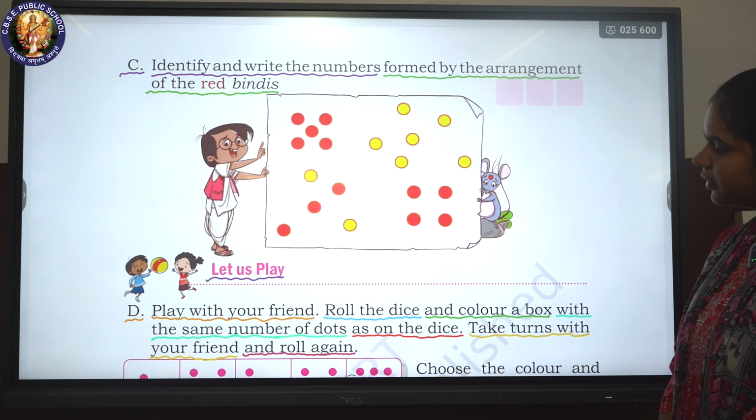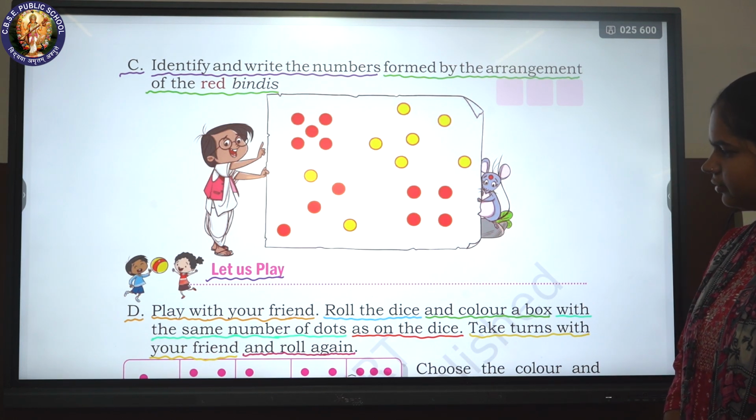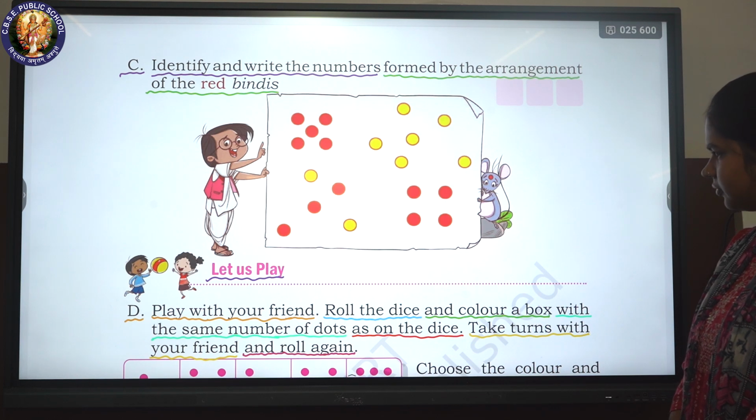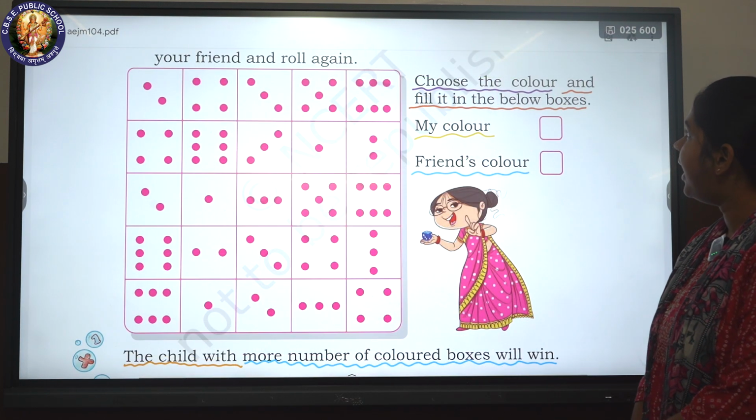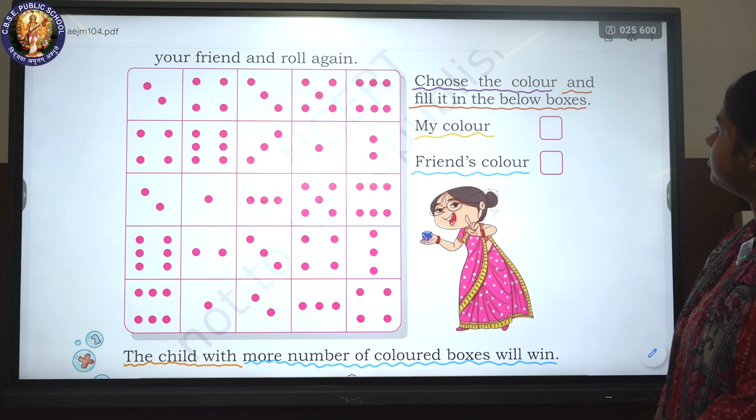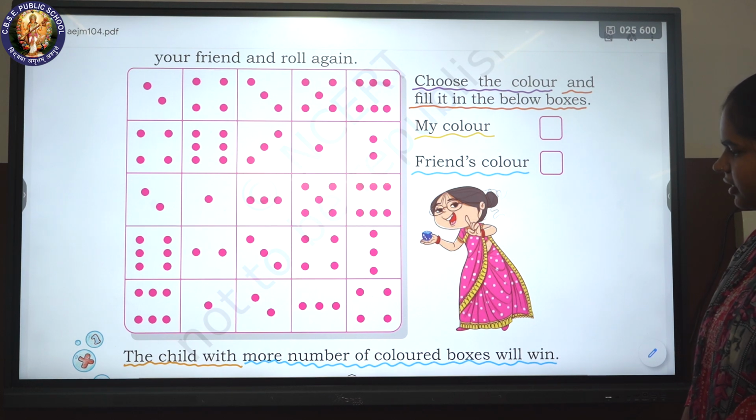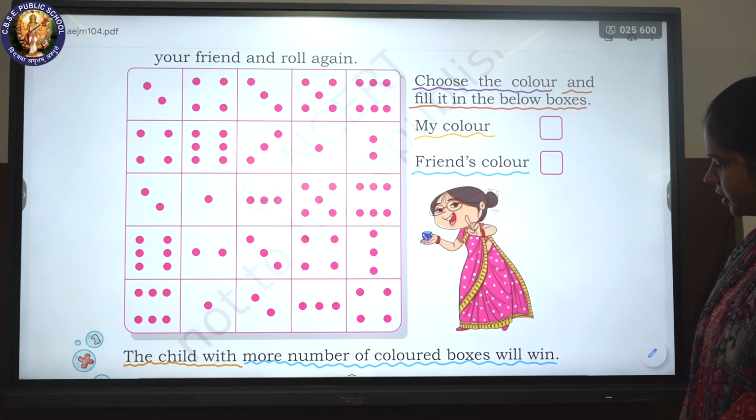Let us play. D. Play with your friends. Roll the dice and color a box with the same number of dots as on the dice. Take turns with your friend and roll again. Choose the color and fill it in the below boxes. My color, blank. Friend's color, blank. The child with more number of colored boxes will win.